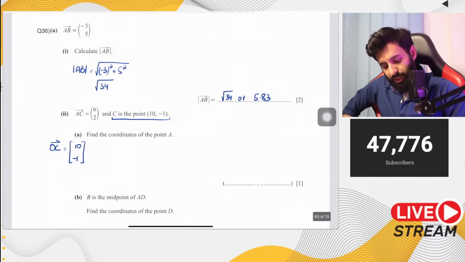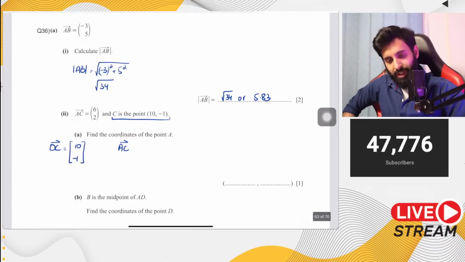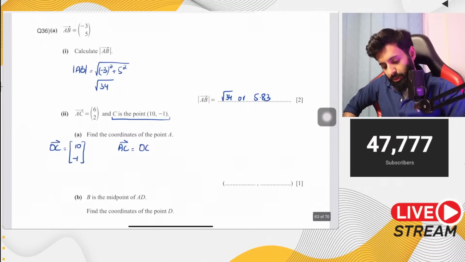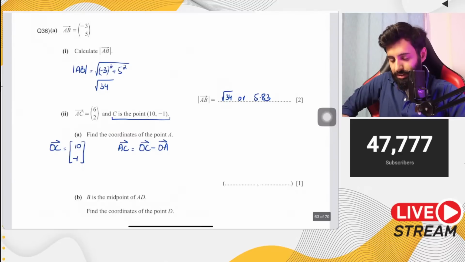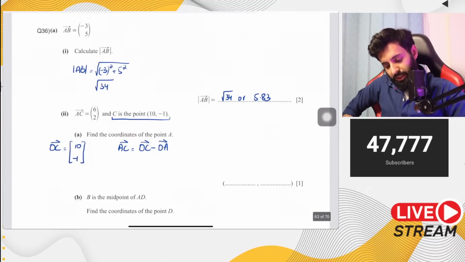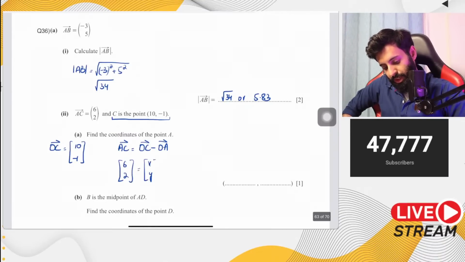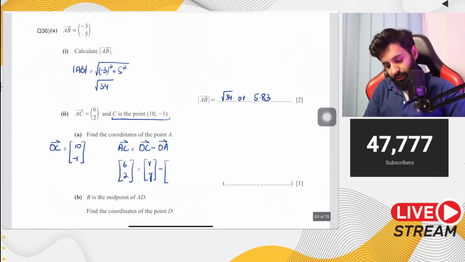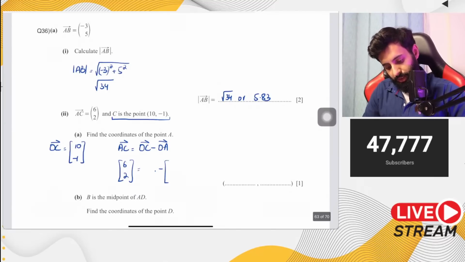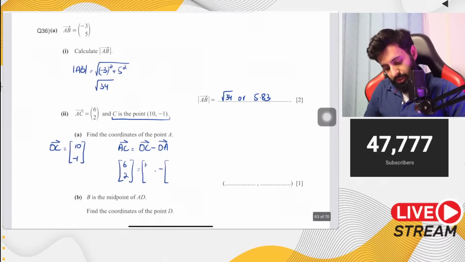Now, how do I manipulate OA and OC to get AC? Here's what we do. OC minus OA gives us AC. This is the subtraction rule. So AC is equal to 6 and 2. What's OC equal to? We don't know. In fact, that's what we're supposed to find out. What's OA equal to? In fact, wait. OC given hai. OA humne nikalna hai. ठीक है. So OC is given to us as 10, minus 1. OA kya hai? Nahi pata.